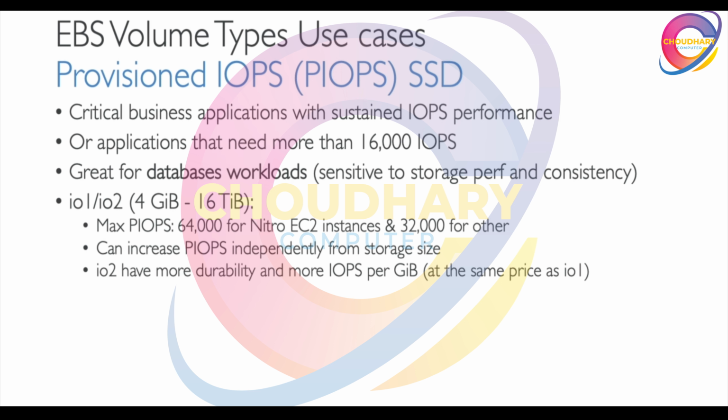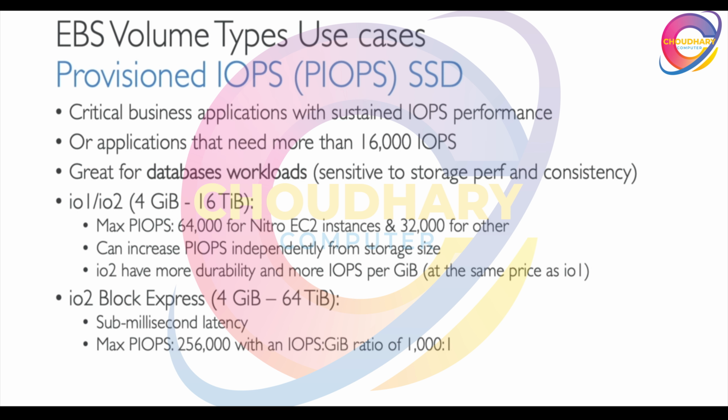And why do we use IO2? Well, it has more durability and more IOPS per gigabyte at the same price of IO1, so today it just makes sense to use IO2. And there is a preview of IO2 Block Express, which is between 4 gigabytes and 64 terabytes. And this is an even higher performance type of volumes. This gives you sub-millisecond latency, and you're going to get 256,000 IOPS maximum with a ratio of IOPS per gigabyte of 1,000 to 1. And finally, we'll see this in the next lecture, the EBS volume types of provision IOPS support EBS multi-attach.